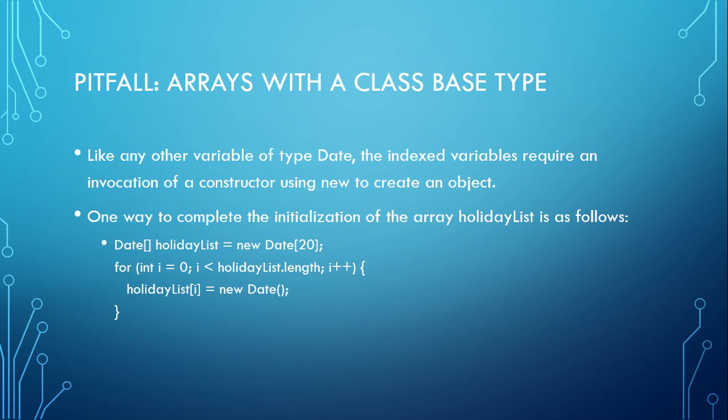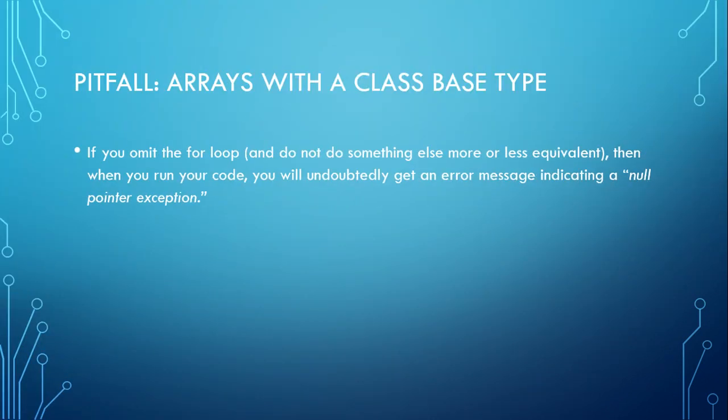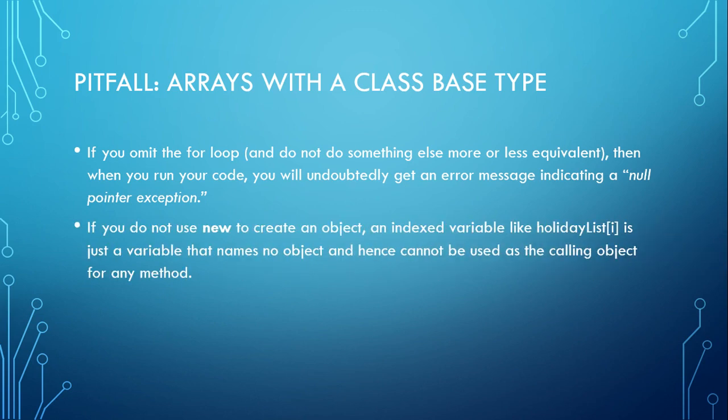If you don't have that constructor method in your class, then those values are going to be kept as null. But however you've made the constructor method in your class, then whatever you predefined in those values is going to be set in there. All right, continuing onward, if you omit that for loop and you do not do something else more or less equivalent, then when you run your code, you're undoubtedly going to get an error message indicating a null pointer exception. If you do not use new to create an object, an index variable like holidayList[i] is just a variable that names no object and hence can't be used as the calling object for any method.